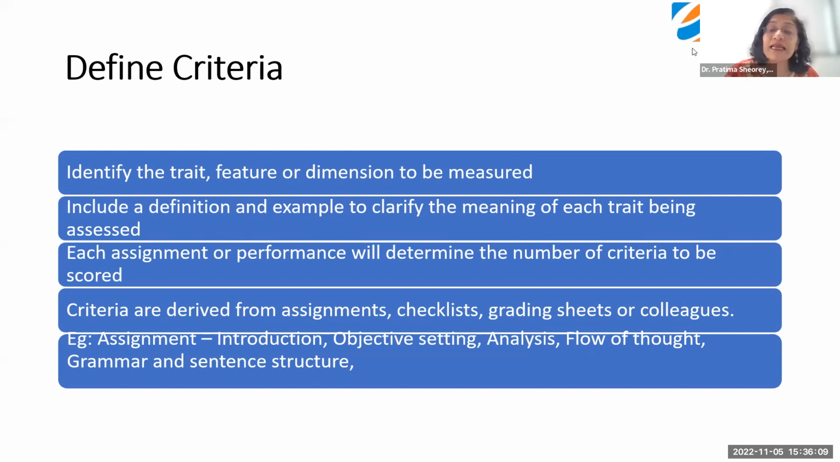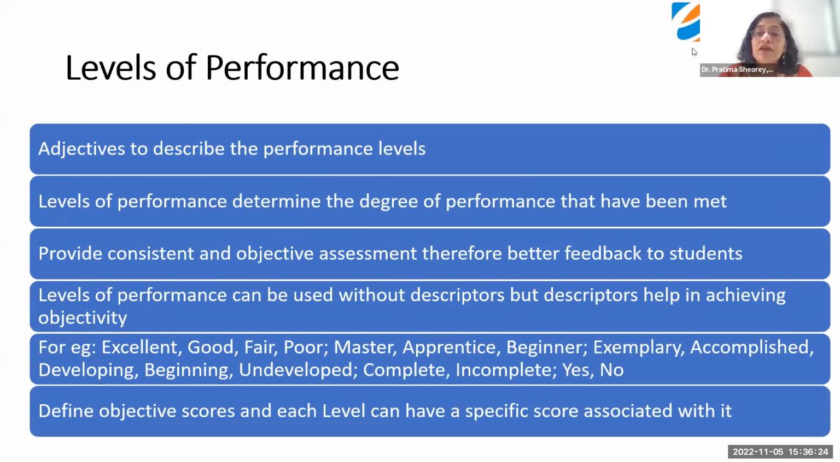Okay. Grammar and sentence structure. Was it understandable? Was it something that could be understood? Did it convey their thought clearly? So define the criteria and then define what will be the levels of performance, right? So objectives to describe the level of performance, right?